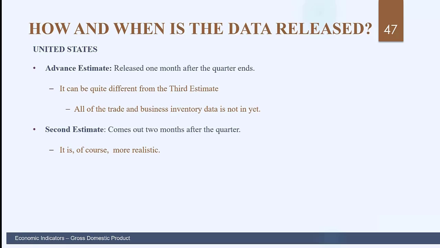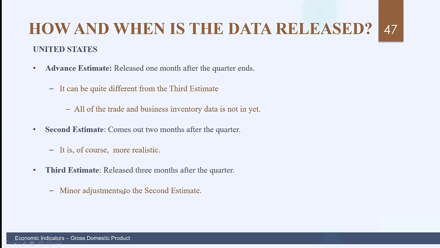So the second estimate comes out 2 months after the quarter. It is of course more realistic because more recent data is incorporated in that estimate. And the third estimate is released 3 months after the quarter. And usually this involves minor adjustments to the second estimate. The Bureau of Economic Analysis also makes in-depth revisions annually.